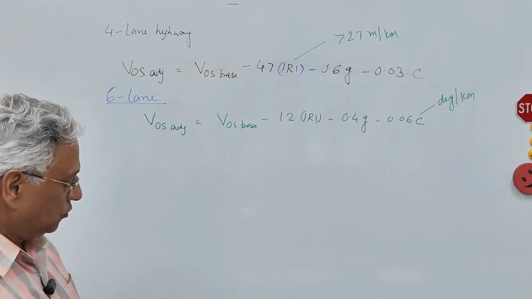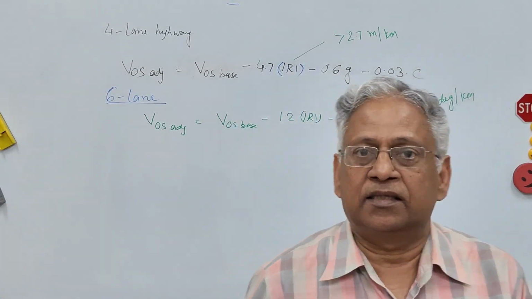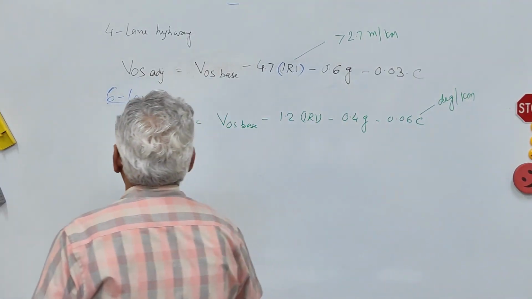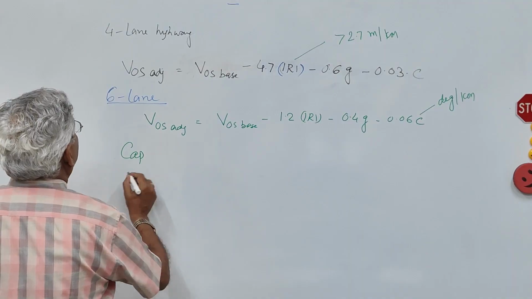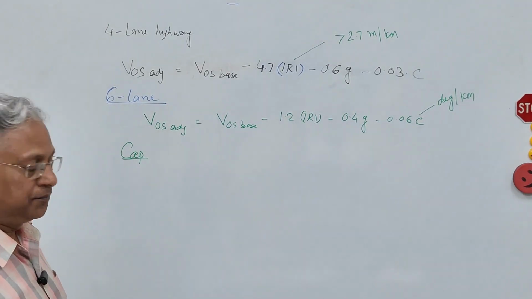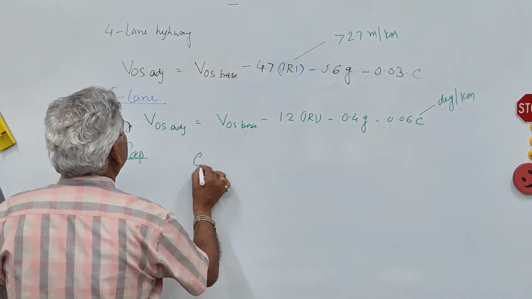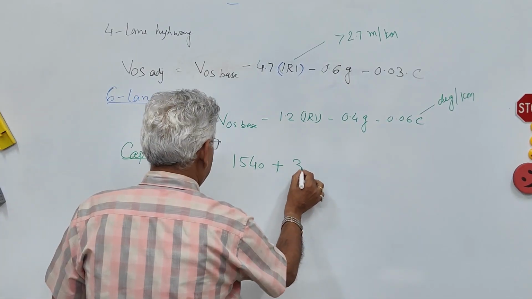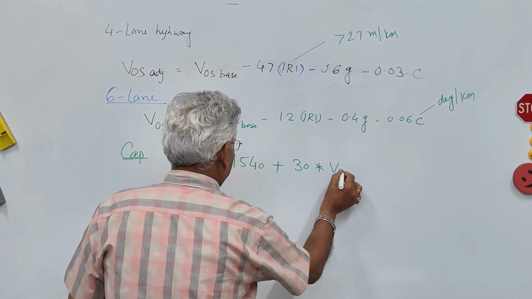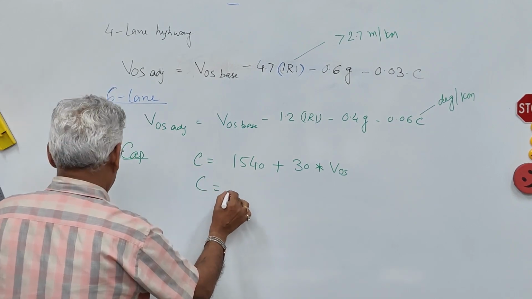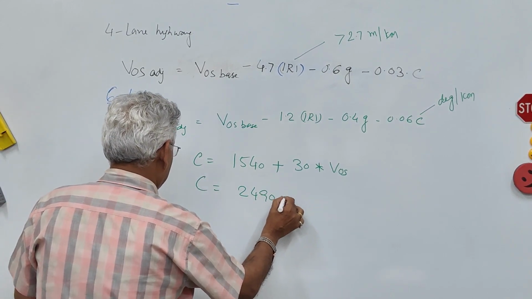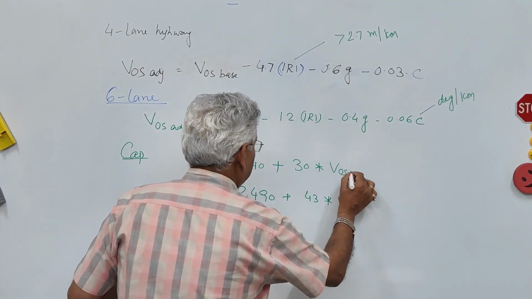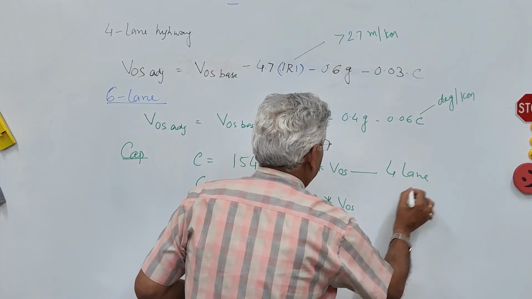Now once you adjust this operating speed for local conditions, then you can find out the capacity of the road. That is the fourth step. Capacity C is 1540 plus 30 times operating speed, or it is 2490 plus 43 times operating speed. Now this is for the 4-lane highway and this is for the 6-lane highway.